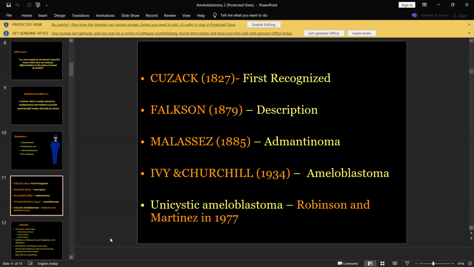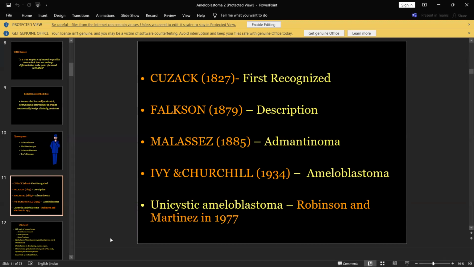So who has coined the term? It was first recognized by Cusack in 1827. It was described by Falson in 1879. The name adamantinoma was coined by Malasses in 1885. The term ameloblastoma was given by Ivy and Churchill in 1984.